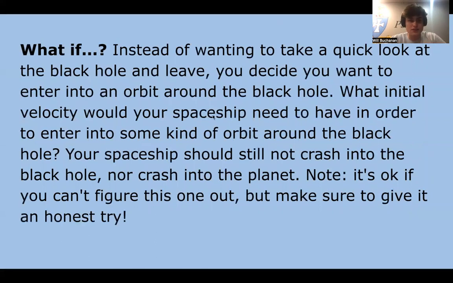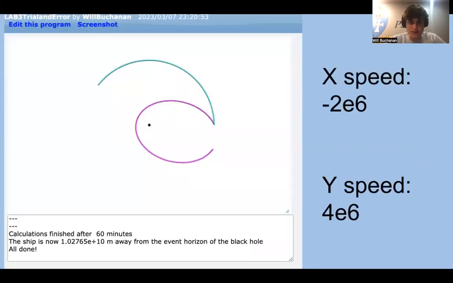And this question asks, what if we didn't want to escape the black hole, but instead go into orbit? So this involved me just basically testing a ton of different velocities. And I got pretty close to achieving orbit. It was difficult to both avoid crashing into the black hole and not escape completely. And this is the closest I was able to get. And maybe it would have gone into orbit if I had more time or if I increased the time in the loop. But this was the closest I got, and these were the speeds used.